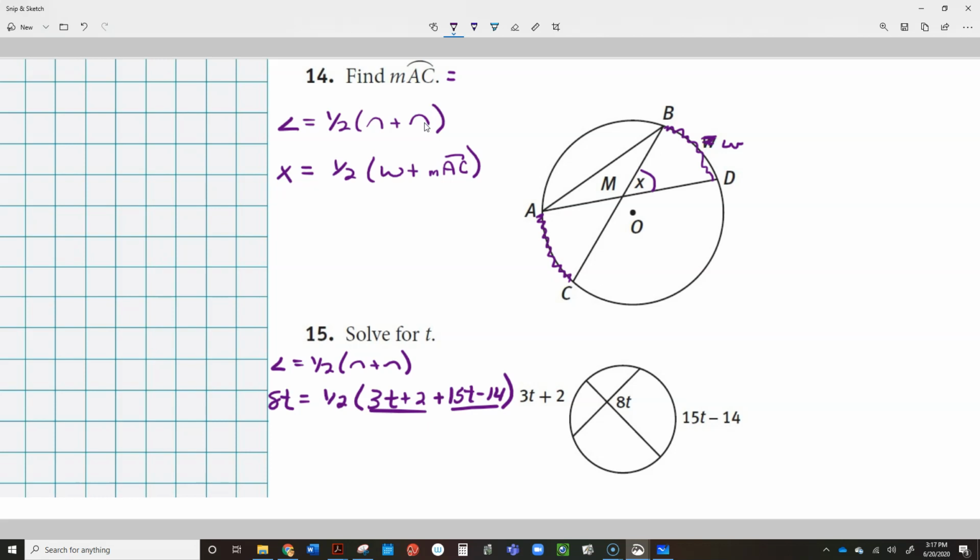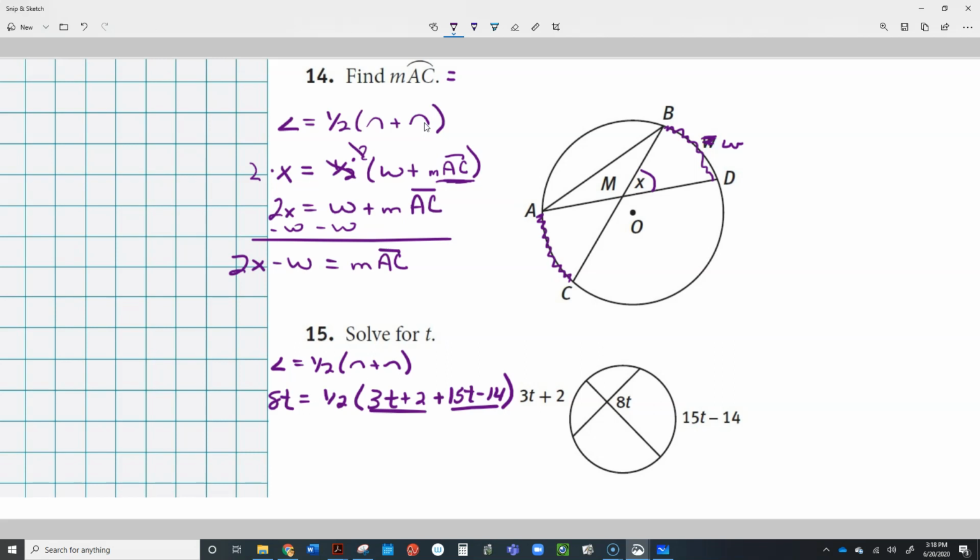What I have right here is what we call a literal equation because it has several variables. All I can do is rearrange it so that it's solved for AC. First of all, I need to get rid of this 1/2. I can get rid of 1/2 by multiplying both sides by 2. That cancels out, so 2x is equal to w plus the measure of AC. To get the measure of AC by itself, I need to get rid of the w, so I'm going to subtract w from both sides. So 2x minus w is equal to the measure of AC.